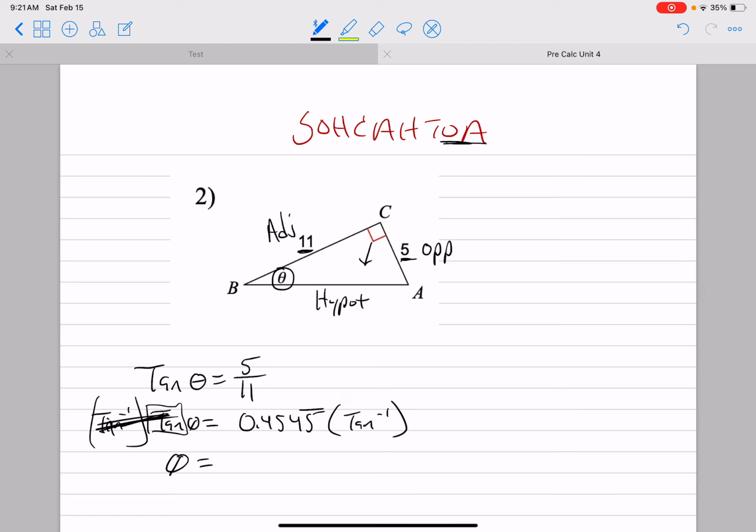Let's clear this out. Tangent to the -1 of 0.45454545, I just put a bunch of them in there. And I got 24.44 degrees. So theta is about a 24.44 degree angle. Which makes sense. If I look at this angle, it's not very big. This would be a 90-degree angle, this would be like a 45-degree angle. So 24.45, that makes sense.